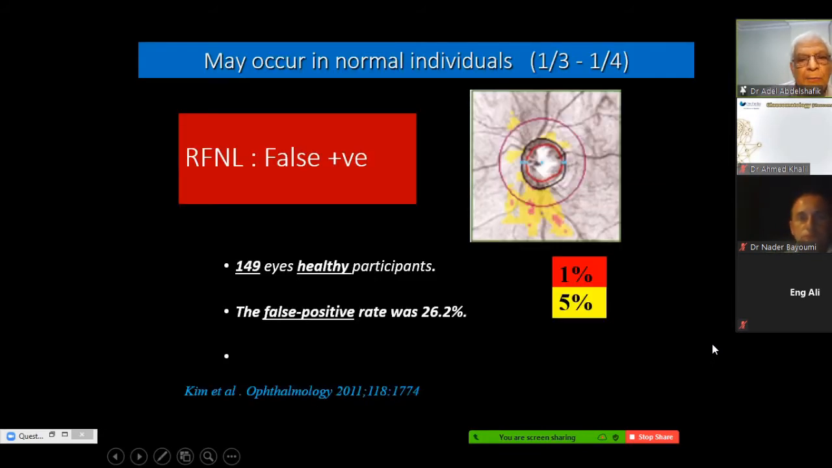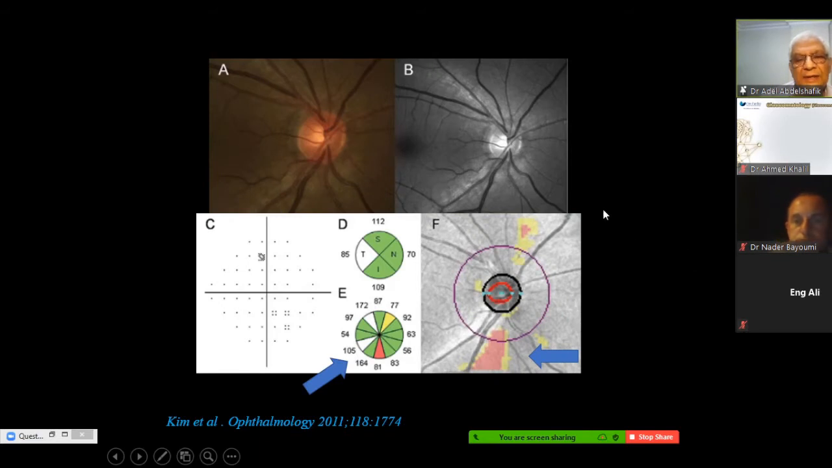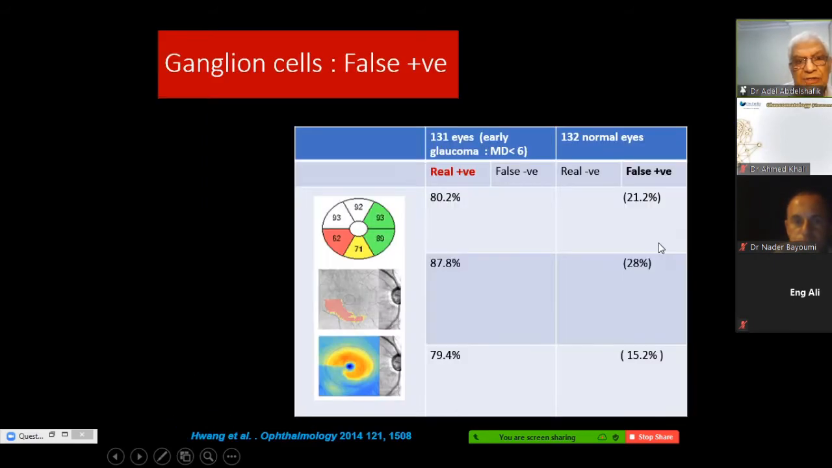Again, I'm going to show you 3 articles. They were done on normal persons, and they agree that in a normal person, we may face changes in the OCT and the RNFL or in the ganglion cells in 1/3 to 1/4 of the patients. This is the first study. Around 150 healthy persons, they get around the disc this appearance of red and yellow in almost 1/4 of the patients. This is one of the examples with normal disc, normal field, but the OCT has these changes.